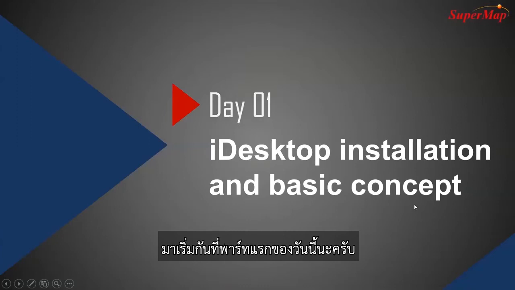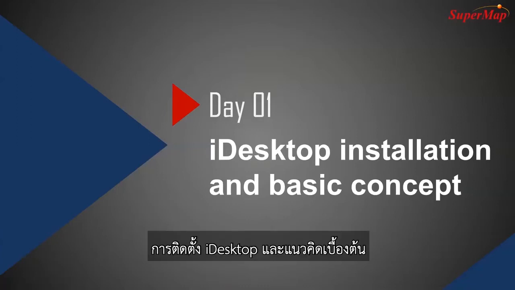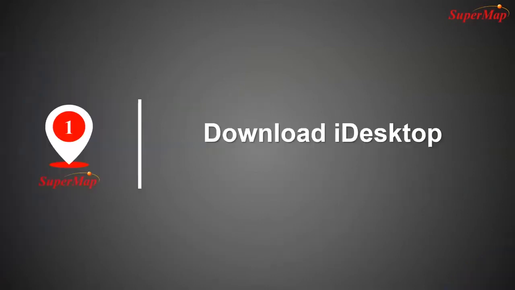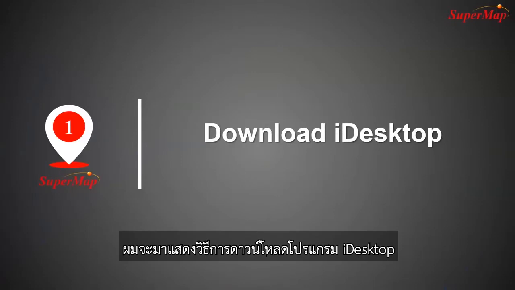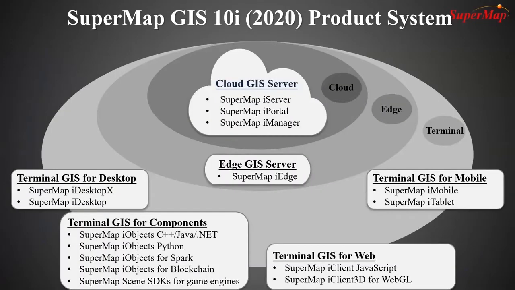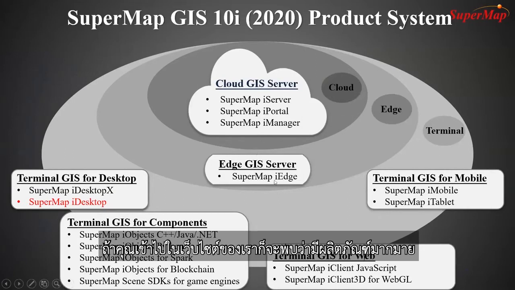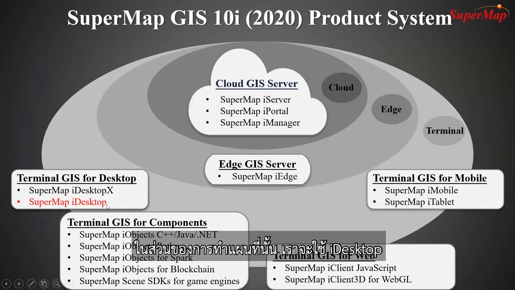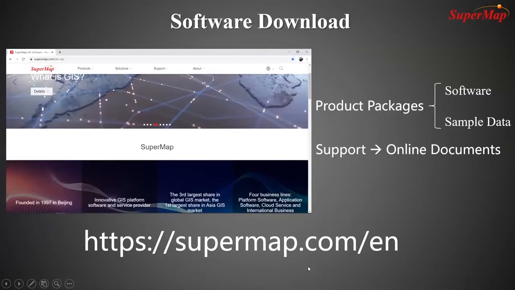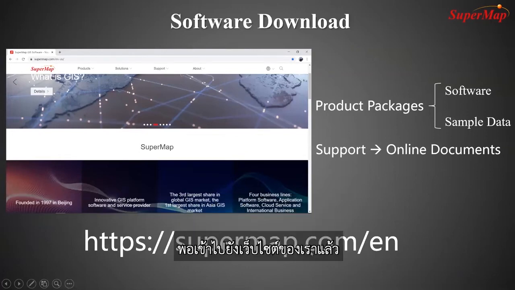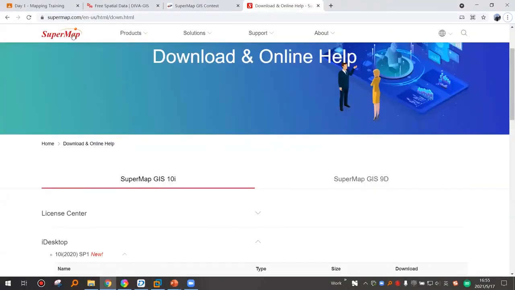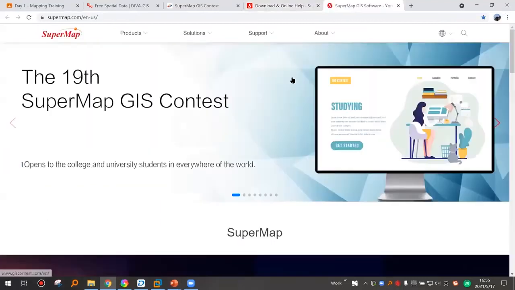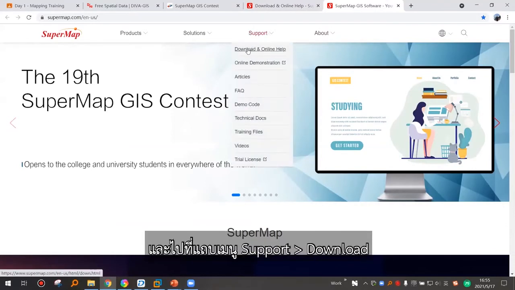So now let's start today's first part, the iDesktop installation and some basic concepts. The first part, I will show you how to download iDesktop. When you go to our official website, you will find we have so many products, but for the mapping group, we would generally focus on the iDesktop. So you can access our official website. This is the link. And if you go to our website, let me go to the first page. This is the first page, and you can go to the download.